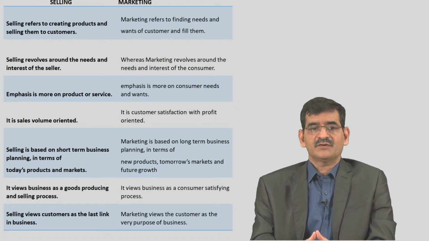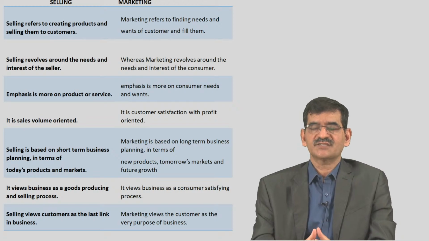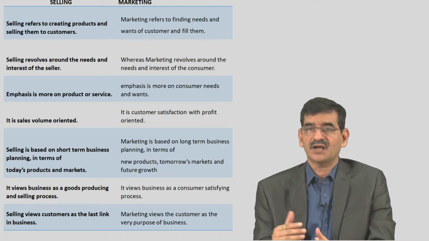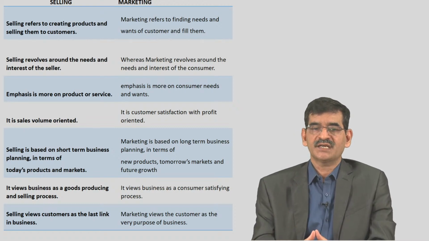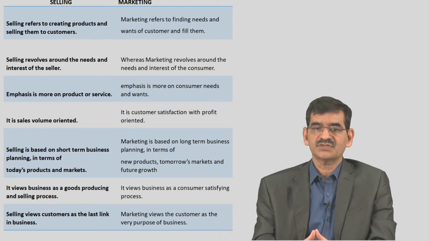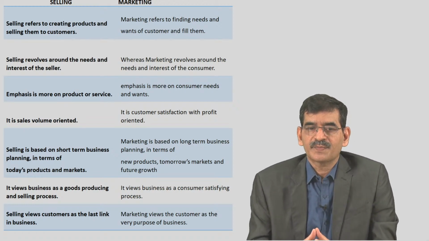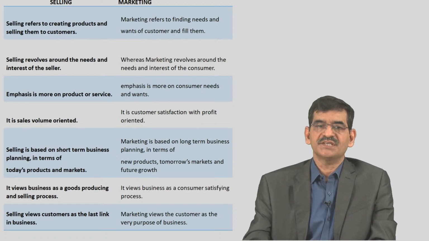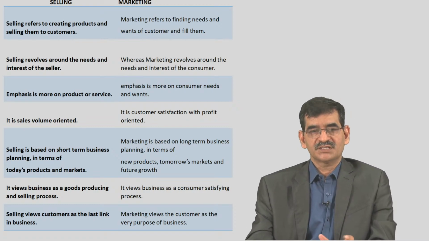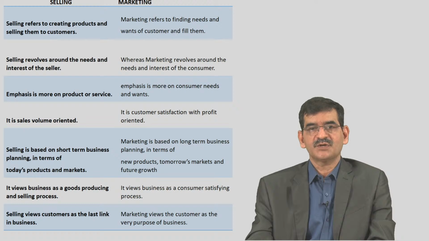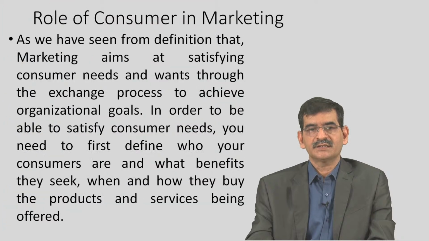Selling views business as a goods producing and selling process. Marketing views business as a consumer satisfying process. Selling views customers as the last link in the business, whereas the marketing orientation views customers as the very purpose of the business. So these are the basic differences between selling and marketing.